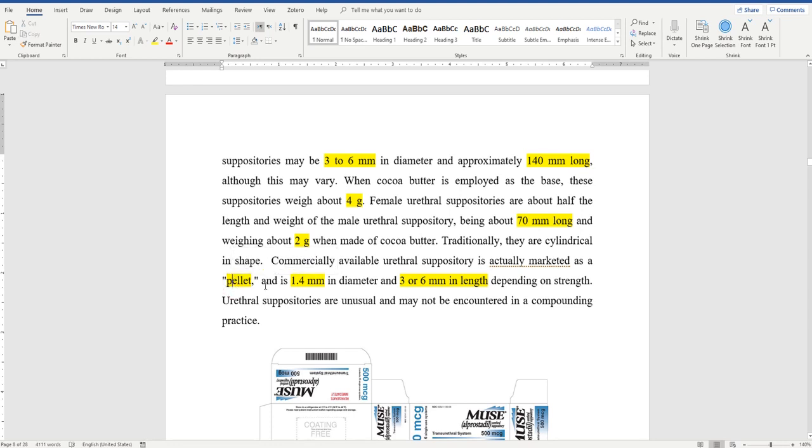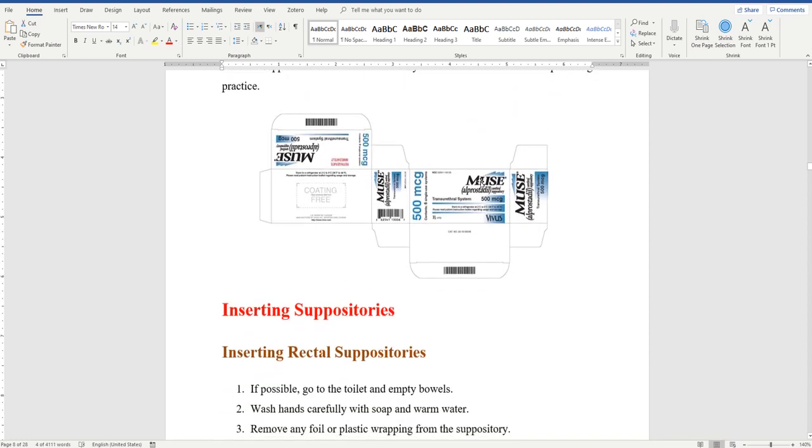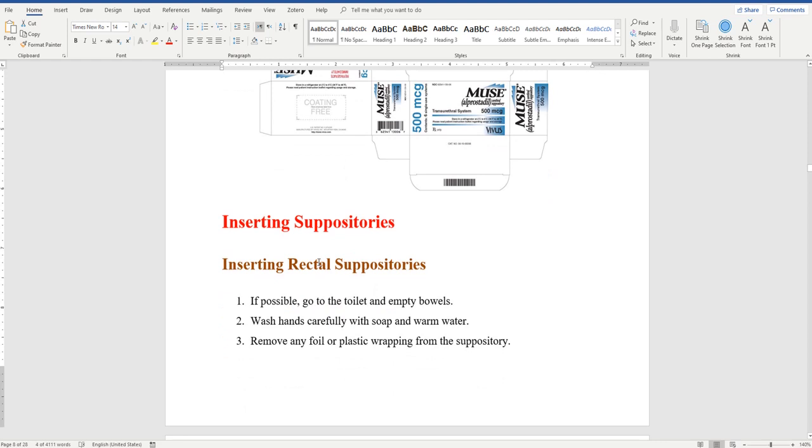Like a bead. The diameter is about 1.4 millimeter with a length of about 3 to 6 millimeter. This is one of the products that are used for erectile dysfunction in the penis. It's called Muse.